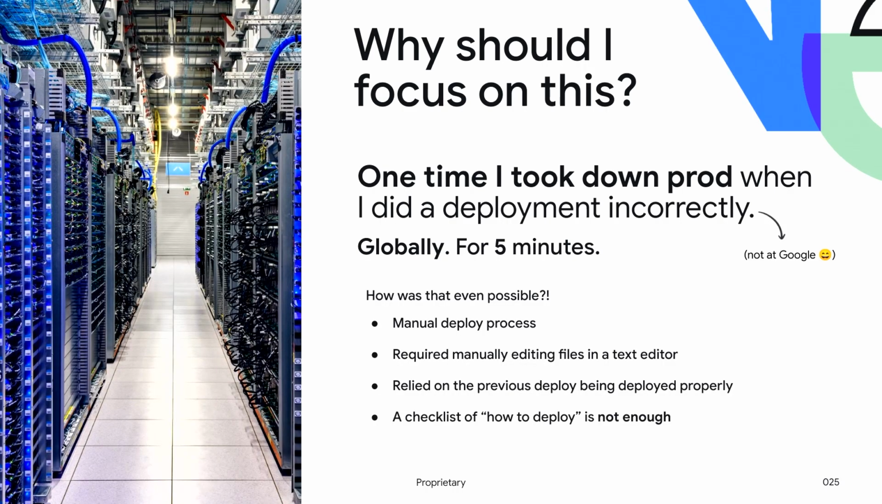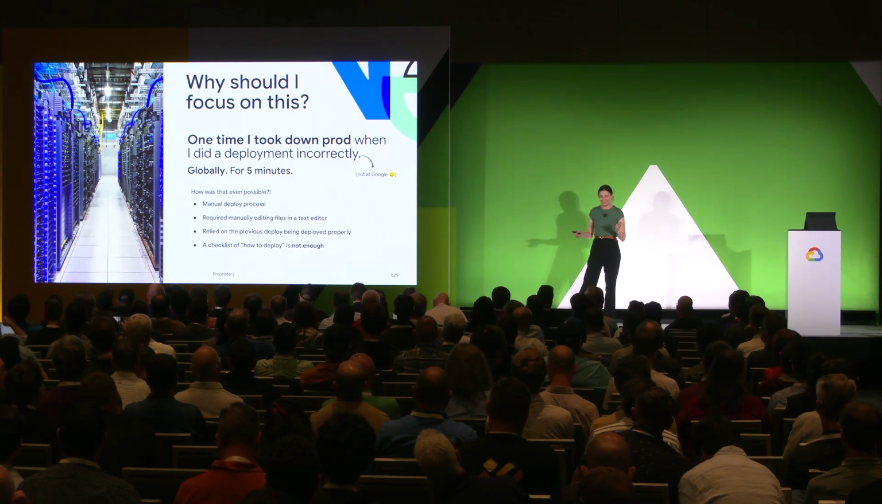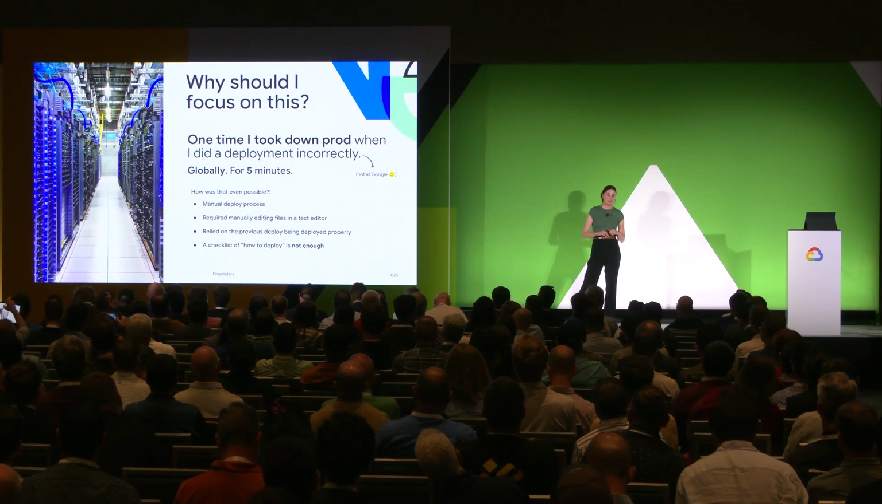So you might be wondering how that was even possible, right? It all boils down to the fact that the deploy was a manual process, and that required editing some text files. And if the deployment before didn't go correctly and it wasn't cleaned up properly, then the next one would run into trouble if you didn't check the configs. If you've seen something like this, you're very familiar. We had a checklist of how to deploy, but that wasn't sufficient to fix a problem that was outside the bounds of a checklist, right?